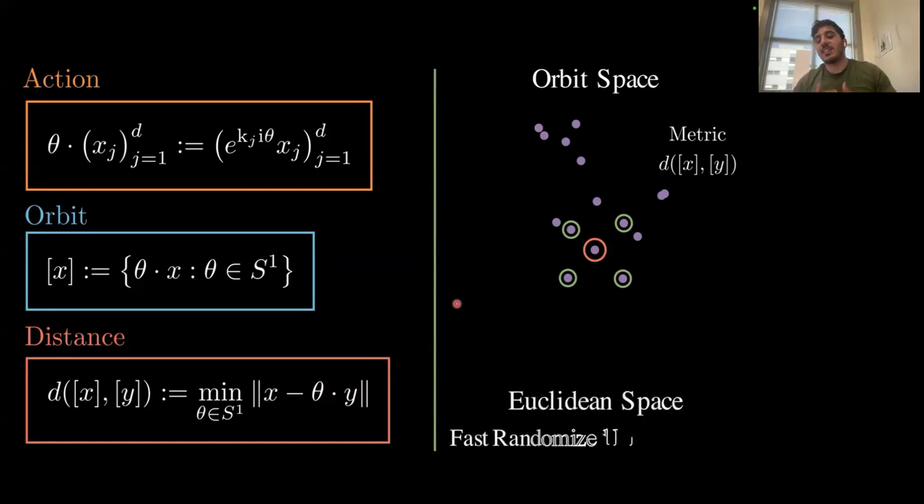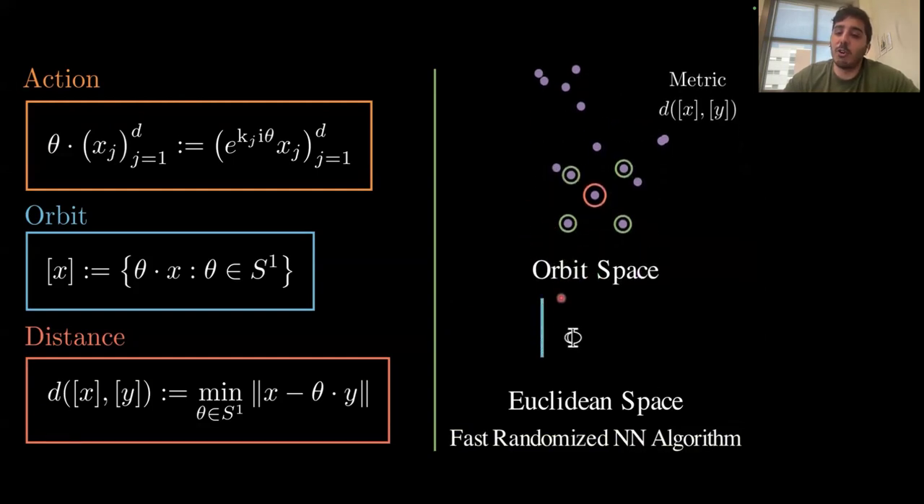But in Euclidean space, it's not expensive. You have a fast randomized nearest neighbors algorithm that people have come up with before, and there's papers on how to do nearest neighbors fast in Euclidean space. But we're stuck in orbit space, so what do? Well, I'm just gonna map the orbit space to Euclidean space under some map phi. I'll transfer the nearest neighbors problem from orbit space to Euclidean space and do it fast there.